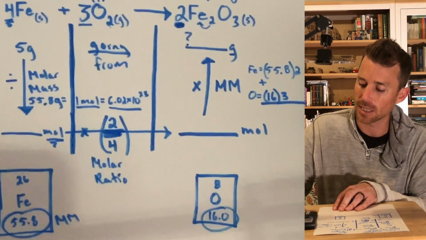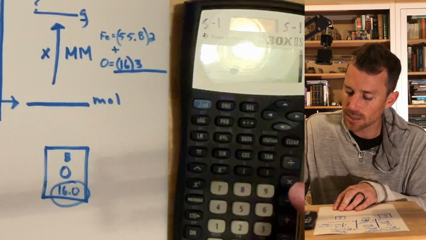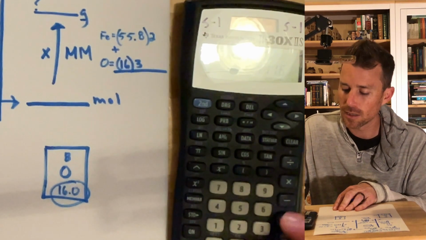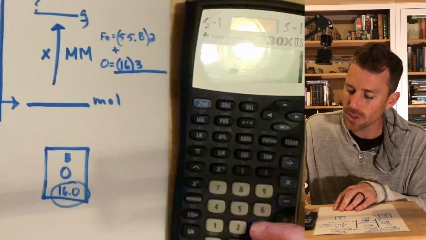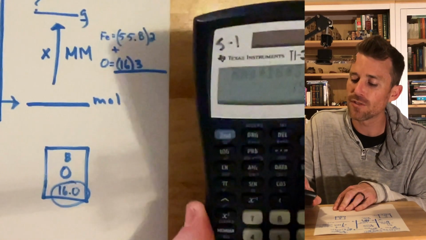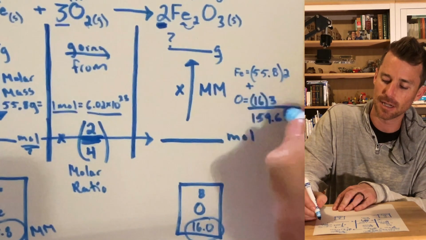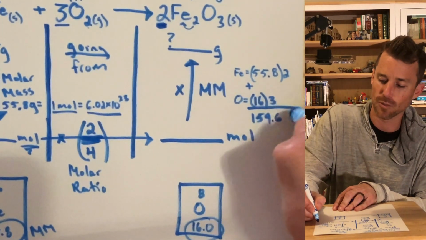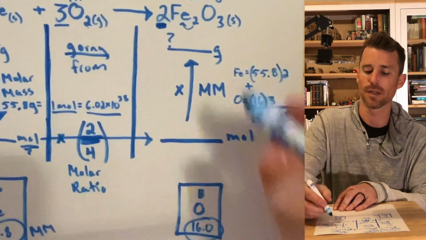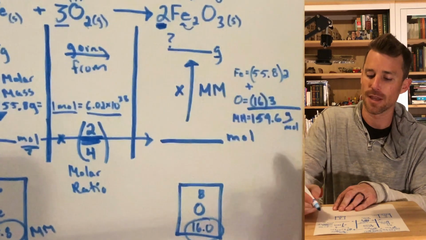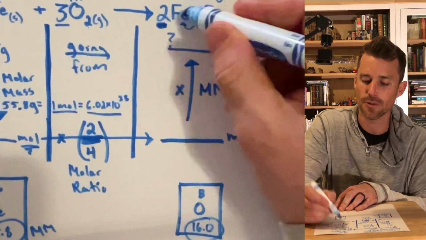I got my trusty calculator. We have 55.8 times 2, okay, 111.6, and then let's add that to 16 times 3, and that gets 159.6. Okay, 159.6. And that's in units of grams per mole. Grams per mole. Okay, so that's our molar mass. This is our molar mass of iron oxide, this Fe2O3.